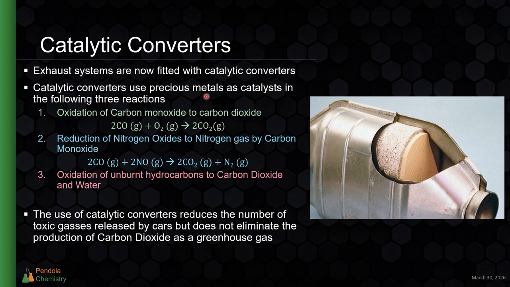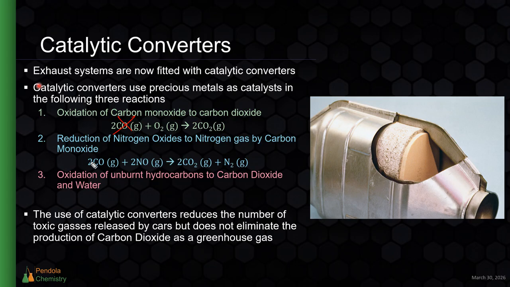So these precious metals act like catalysts for three major reactions. The first is the oxidation of carbon monoxide to carbon dioxide. So some of these precious metals are going to speed up the conversion of CO, carbon monoxide, that is the result of incomplete combustion, with oxygen to create carbon dioxide. So that is going to eliminate one source of our pollution, carbon monoxide. So by using catalytic converters, we get rid of carbon monoxide through this reaction.